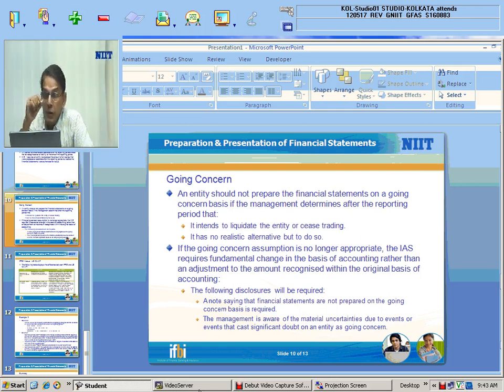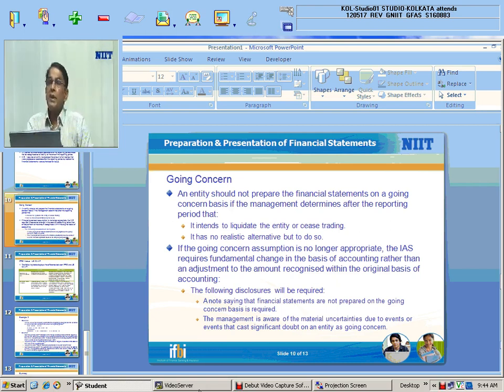So it is an event after the reporting date, and an entity should not prepare the financial statements on a going concern basis, which is the normal basis for preparation of financial statements. If the going concern assumption is no longer appropriate, the accounting standards require a fundamental change in the basis of accounting rather than an adjustment to the amounts recognized within the original basis of accounting.